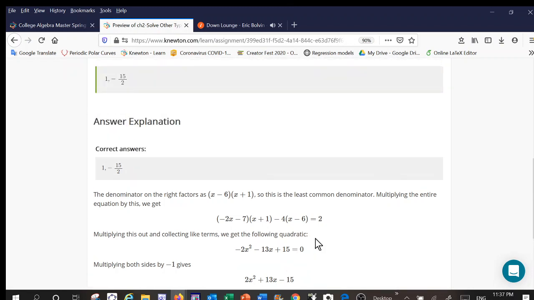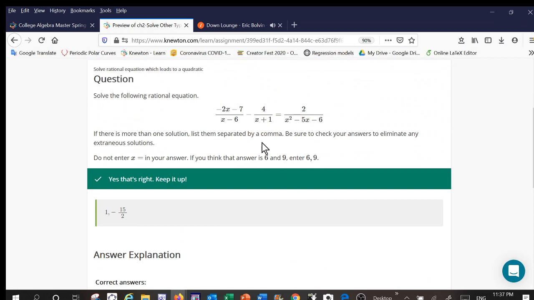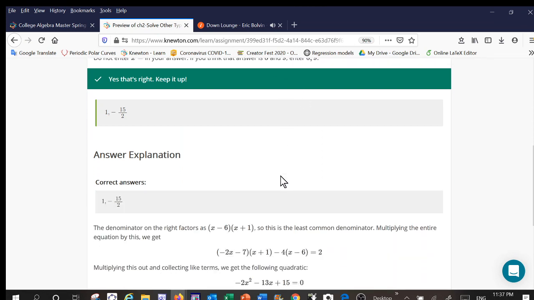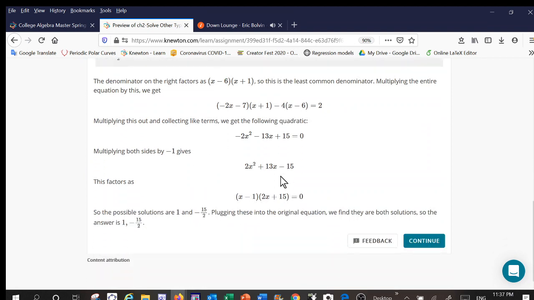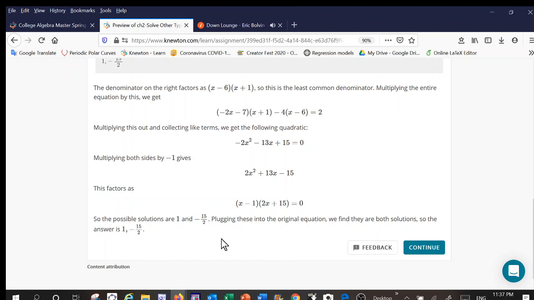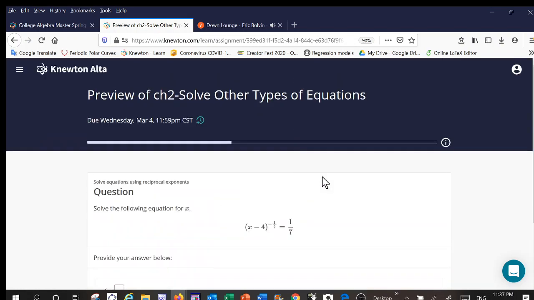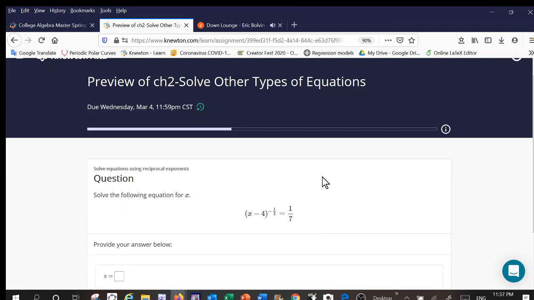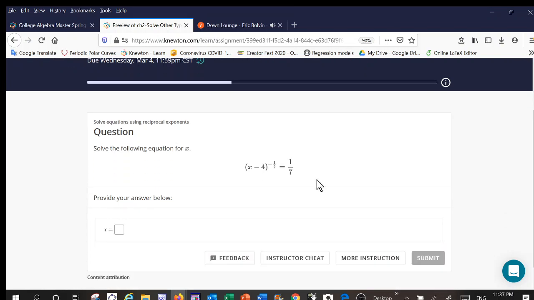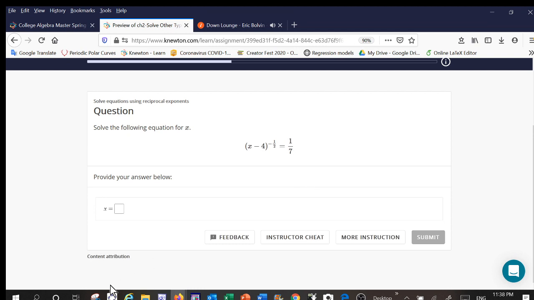Now notice here, in the original problem, -1 cannot be a solution and 6 cannot be a solution. So it looks like we got 1 and -15/2, which are not the 2 that make the denominator 0. So they're both good. All right, so what about this one?